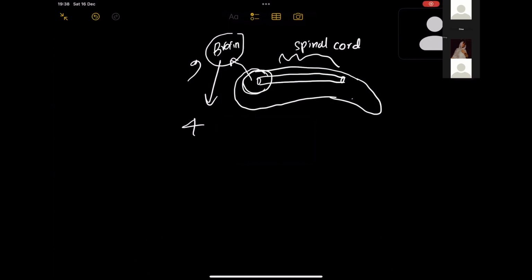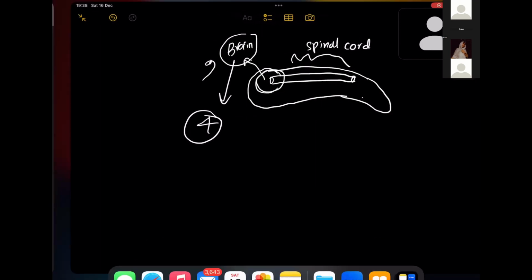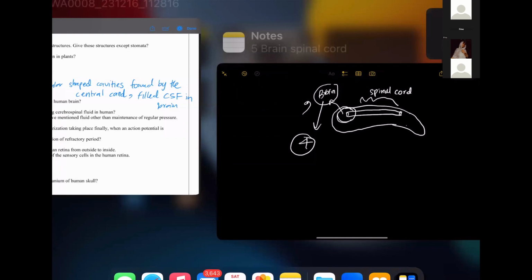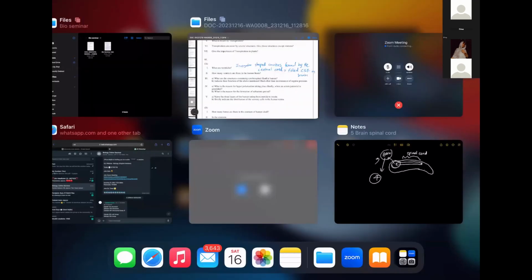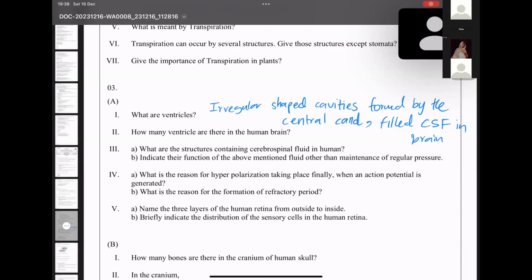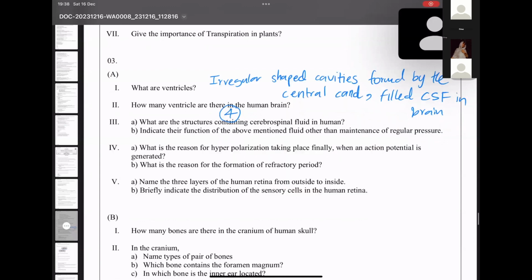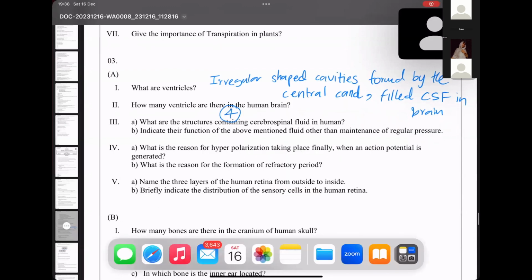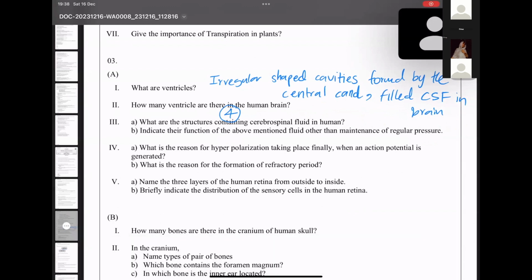How many ventricles are there? That's the next question. The definition for ventricles is irregular shaped cavities formed by the central canal, filled with cerebrospinal fluid in the brain. How many ventricles are there in the human brain? There are 4 ventricles in the human brain. So what are these 4 again? I'll show you again.